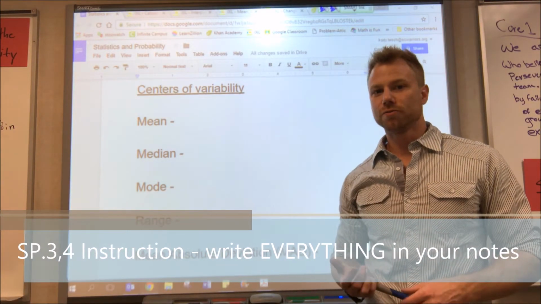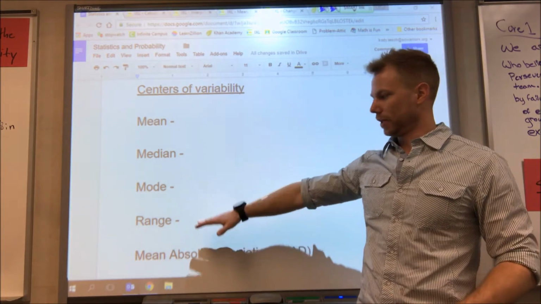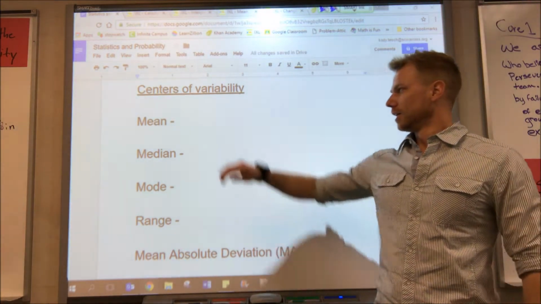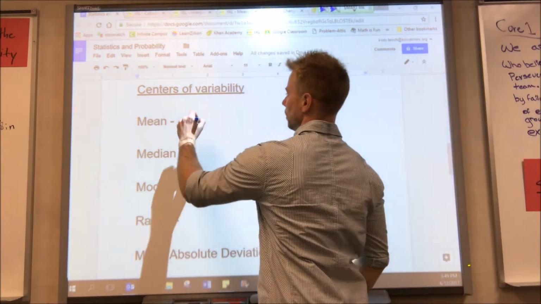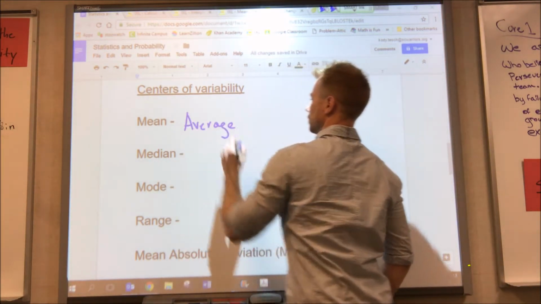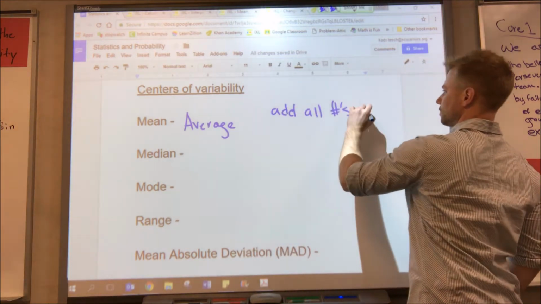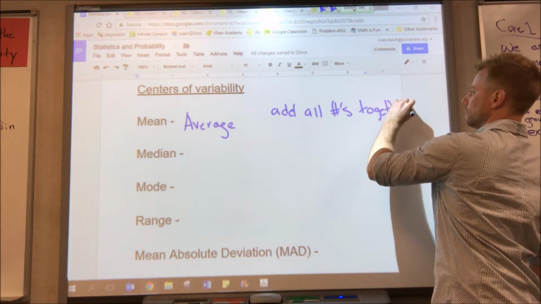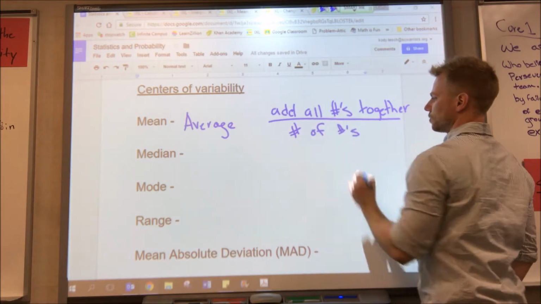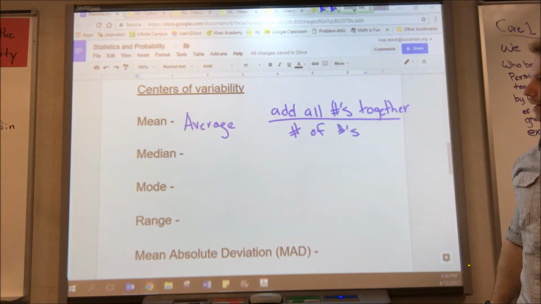We are starting SP3-4, where we're looking at centers of variability, which is a big word for mean, median, mode, and range. All right, so I think you've talked about these before. This is kind of a review, but mean is where you find the average. Another word for it is average. So you add all the numbers together, and then you divide by the number of numbers. Okay, so if there were 5 different numbers, you'd first add them all together and then divide by 5.